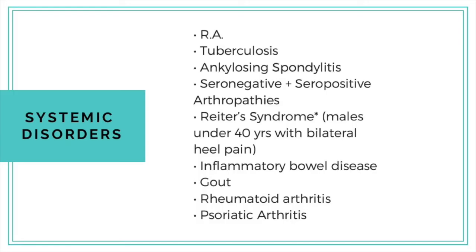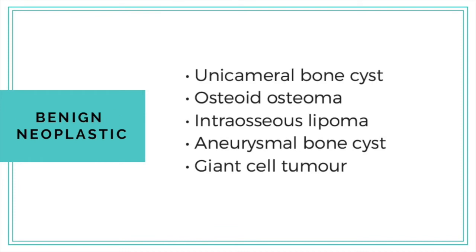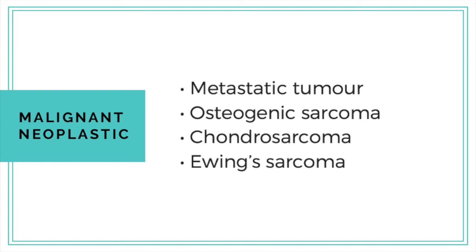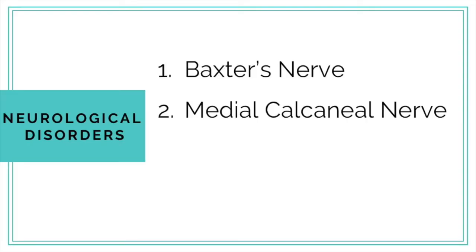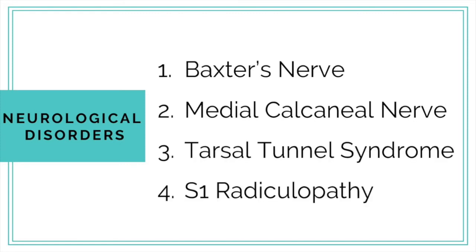Under each of these subcategories, we have these conditions. For systemic disorders, there are 9 conditions. For metabolic disorders, there are 3 conditions. The benign neoplastic category has 5 conditions, and the malignant neoplastic category has 4 conditions. And the third category of neurological disorders that can cause plantar heel pains has 4 conditions, which are Baxter's nerve entrapment, medial calcaneal nerve entrapment, tarsal tunnel syndrome, and S1 radiculopathy.